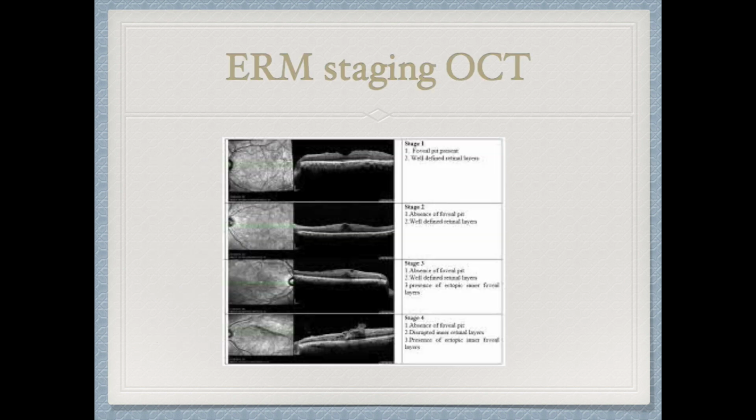The OCT staging of epiretinal membrane. Stage 1, the foveal pit is preserved. Stage 2, the foveal pit is lost. In stage 3, there are ectopic inner foveal layers, but the retinal layers are well defined. In stage 4, there are also ectopic inner foveal layers, but there is marked distortion of the retinal layers. Also, there may be splitting of the retinal nerve fiber layer.